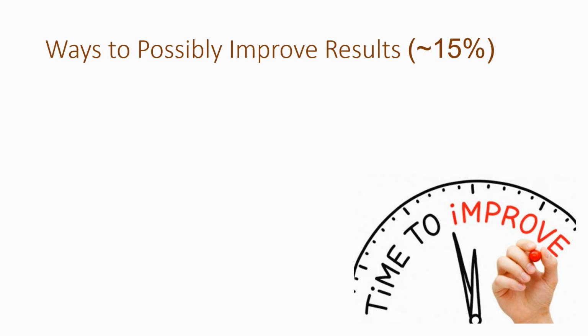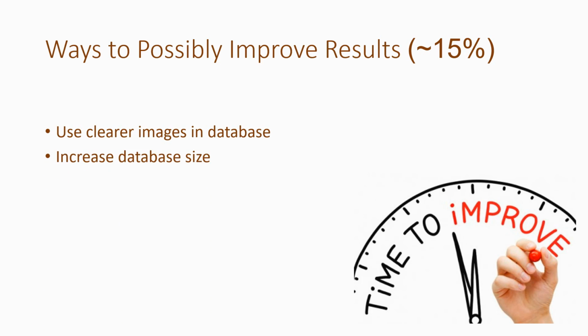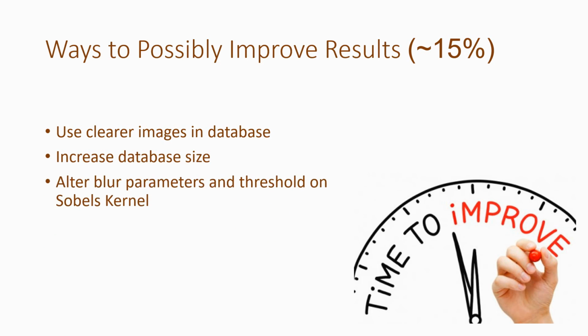Potential ways to achieve a better result include using clear images during the training phase, increasing the database size and incorporating different positions, altering some user-defined variables such as the blur parameters and threshold for Sobel's kernel, and changing the number of feature columns extracted.